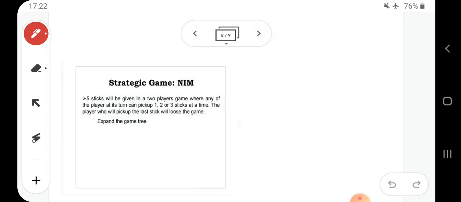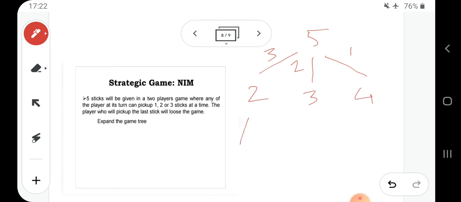So initially we have 5 sticks. We'll be keeping the stack positions over here. If it picks up 3 sticks, here we will have 2 sticks remaining. If it picks up 2 sticks, here we will have 3 sticks remaining. And if it picks up 1 stick at this level, we will have 4 sticks remaining.